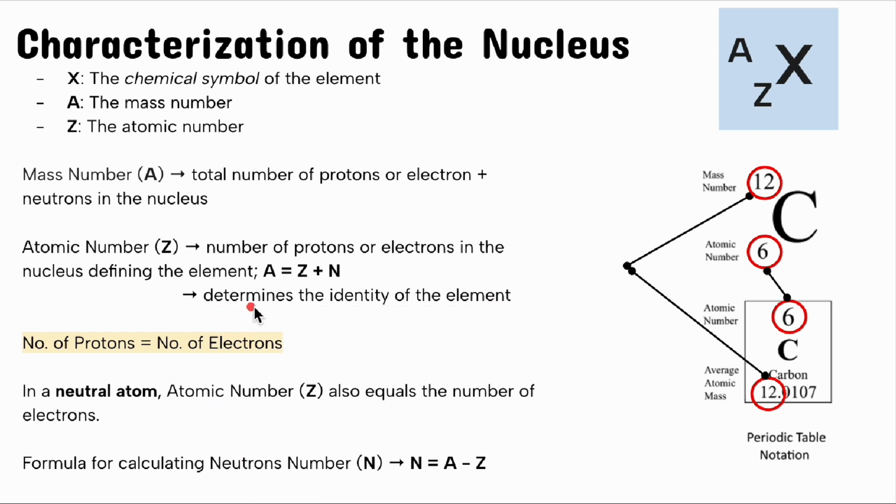Now, the formula that is most typically used is A is equal to Z plus N, as in mass number is equal to atomic number plus number of neutrons, which is represented by N. And if you rearrange the formula, you can calculate the number of neutrons as portrayed in this formula. In a neutral atom, atomic number Z also equals the number of electrons.